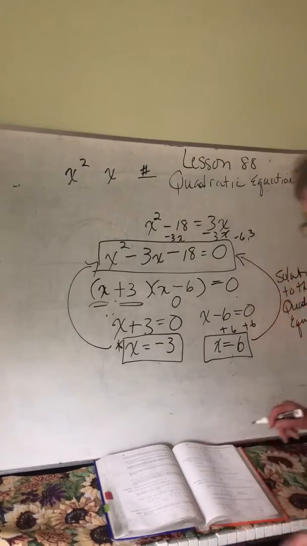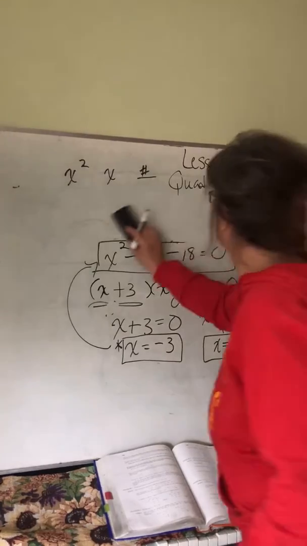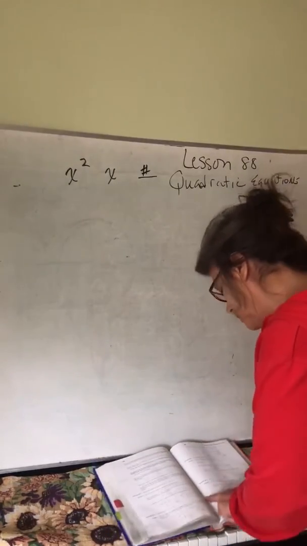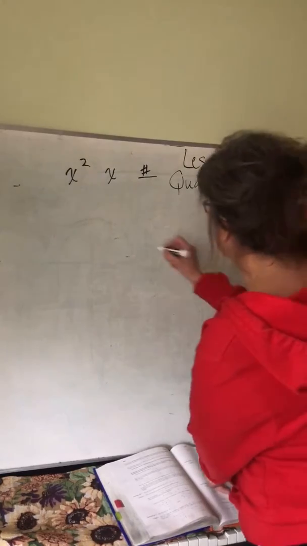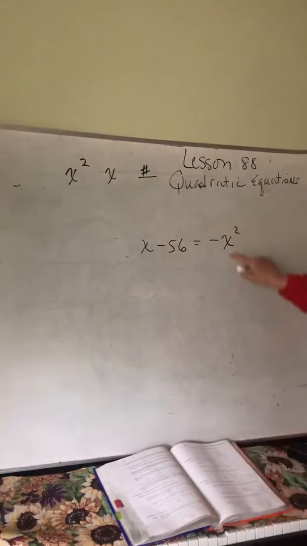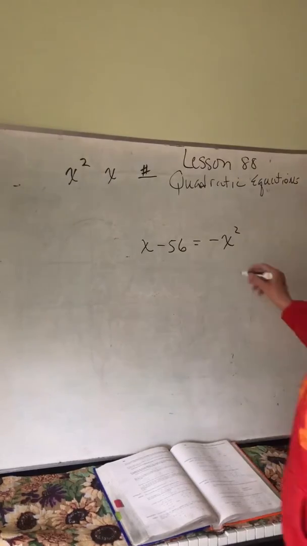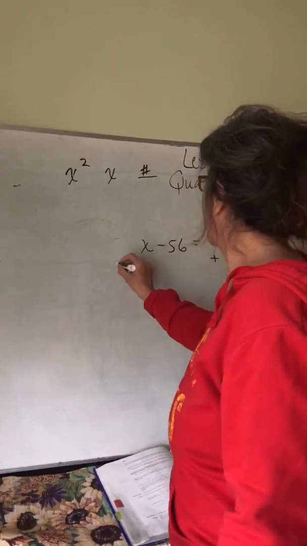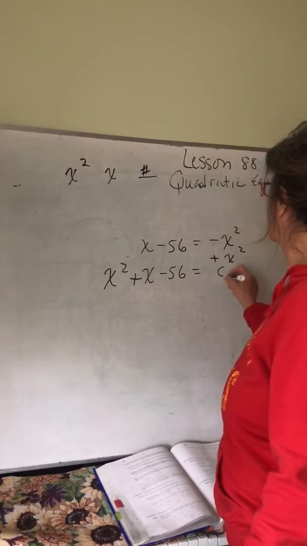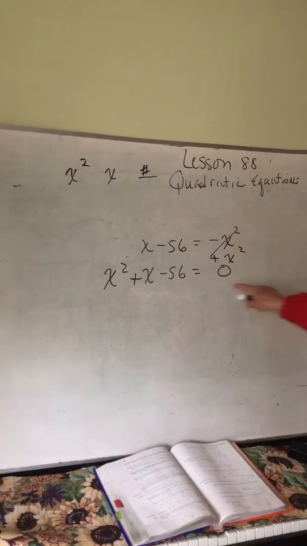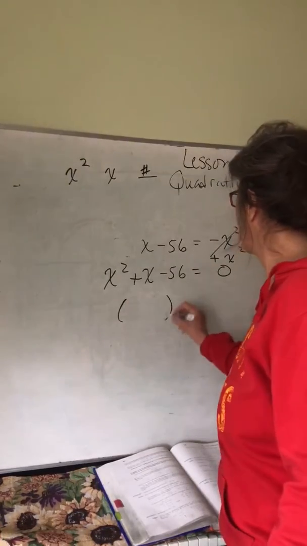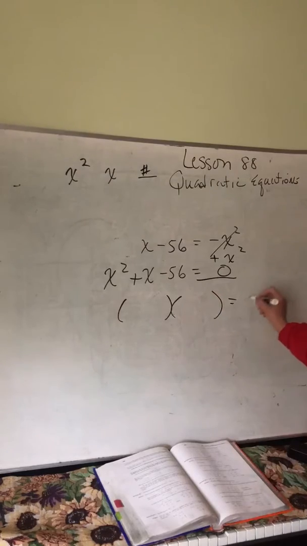I'll do one more with you. Okay, what if we have something that looks like this, and they have more of these, for example, equals negative x squared. Well, we can't ever have a negative x squared. So we're going to fix this. We're going to just add this to both sides, and then it becomes x squared plus the x minus the 56 equals 0, right? That zeroes out. So now we have this in the correct form. Don't forget you're equal to 0.